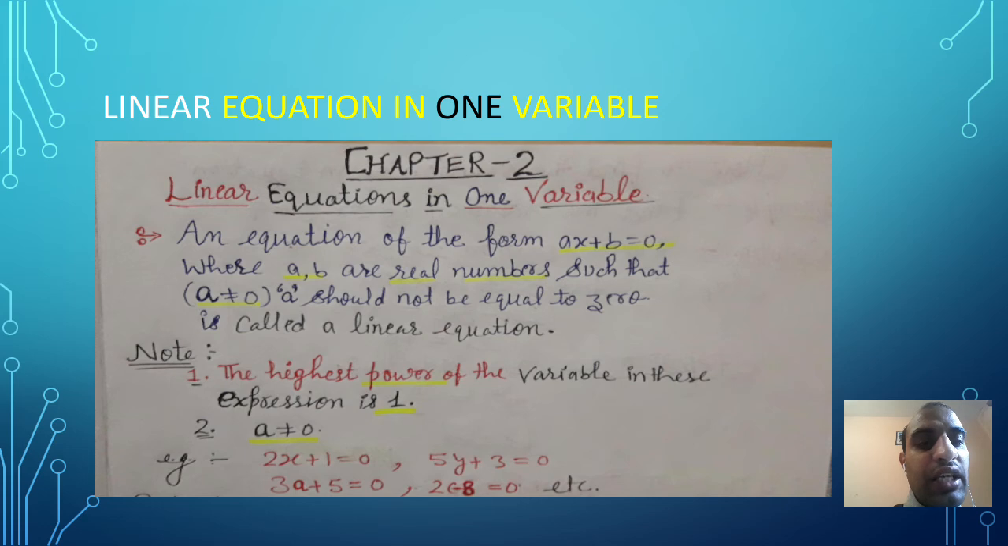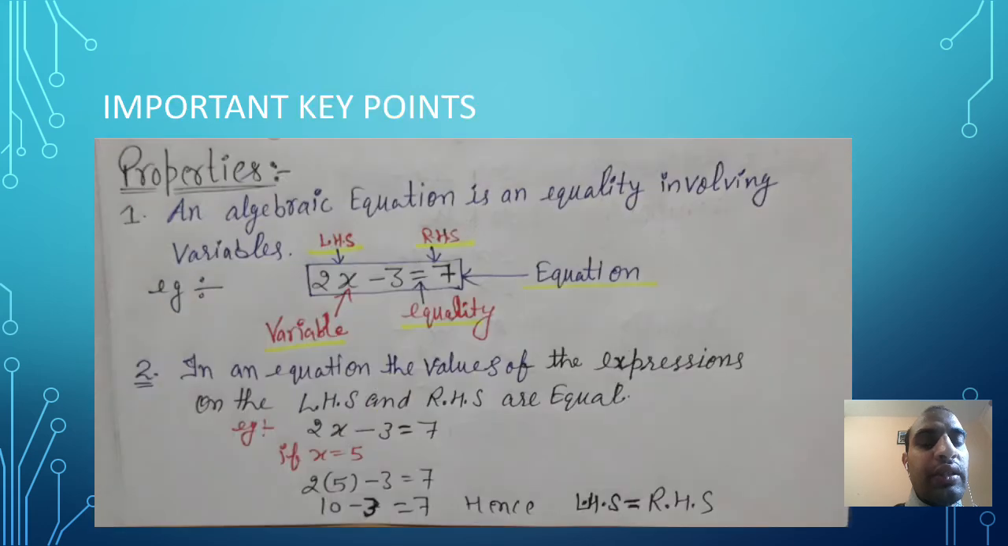In the first case a is 2, in the second case a is 5 and b is 3, in the third case a is 3 and b is 5, and in the fourth case a is 2 and b is minus 8. So in this way you can represent a linear equation in one variable. Some important points we are going to discuss about linear equations. Have a look over it. What are the important points when we are discussing this equation?